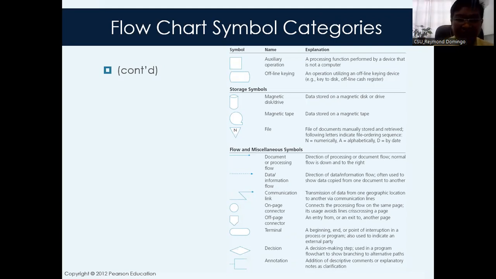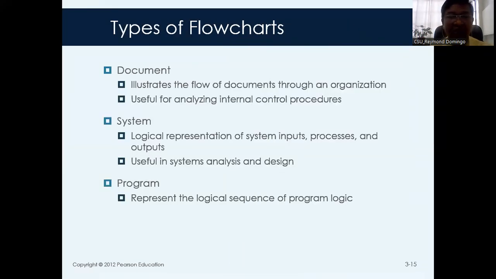Now, we're going to use those symbols in a flowchart. Let's now put them in application. But before I go with the use of those symbols, let's first look at the different types of flowcharts. For types of flowchart, we have three. We have document flowchart, system flowchart, and program flowchart.